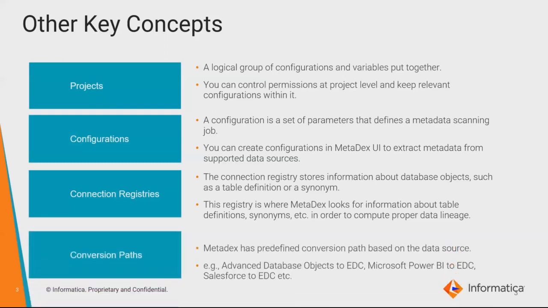So conversion path is basically a call you have to make based on the scanner. We have different conversion paths available, and there's a predefined set which are already built in. Like if you're scanning an Oracle database through a live connection, then you'll choose the conversion path of Advanced Database Objects to EDC. If you're scanning Power BI, then your conversion path will be Microsoft Power BI to EDC.